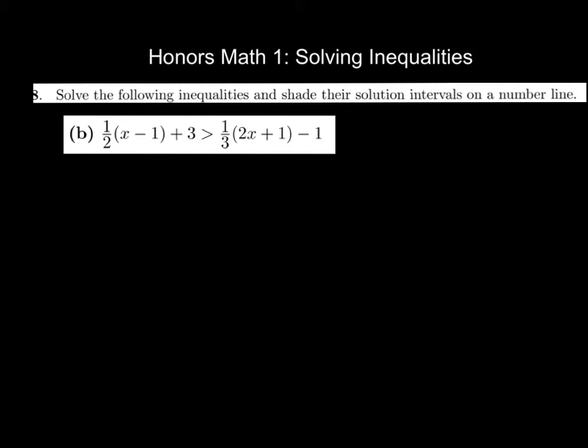This question asks you to solve an inequality and shade the solution on a number line. You're just going to solve this the same way you'd solve an equation, but now we have an inequality. I see the fraction here, and I'm a little worried. I want to get rid of the fractions.